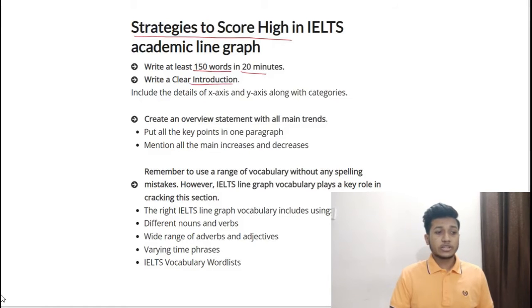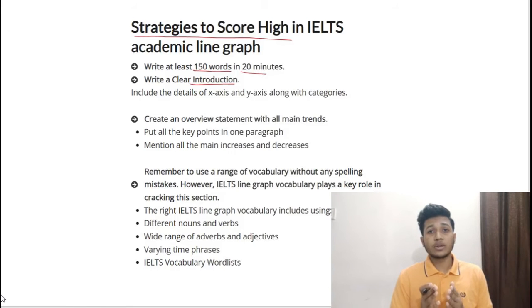Write a clear introduction. Introduce the details in the x-axis and y-axis, because graphs usually have an x-axis and y-axis, horizontally and vertically. So try to mention what is given vertically, what information is provided to you in the vertical lines, and what information is provided in the horizontal lines.